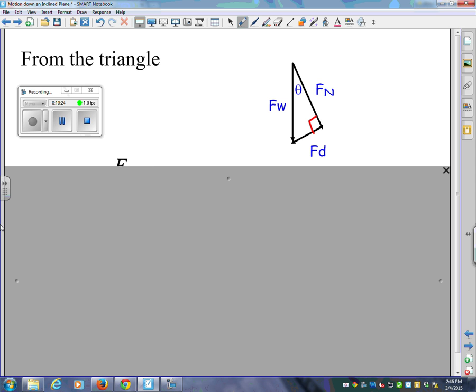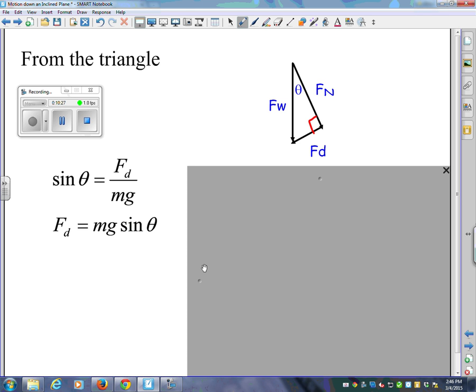From that, your basic grade 10 trigonometry. Used to be grade 9, now it's grade 10. Sine of theta. Sine is opposite over hypotenuse, and it's a 90-degree triangle, that's why I can use sine, cos, and tan. So sine of theta is opposite over hypotenuse. Opposite of the theta is my Fd, and my hypotenuse is mg, because Fw is equal to mg. And when I rearrange that, I get Fd is equal to mg sine theta. Your new formula to play with today.